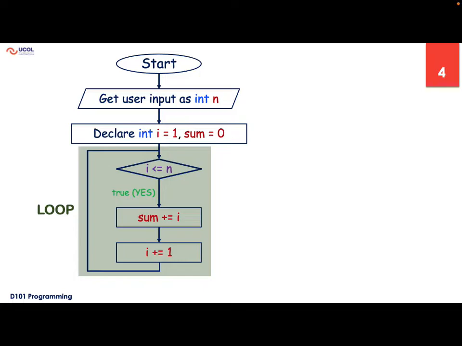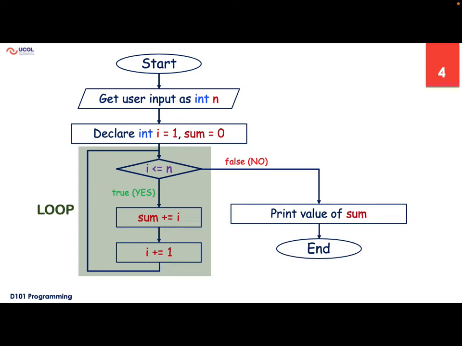And as long as the value of i is less than or equal to n, we are going to continue that circle again and again, doing the same statements, the same steps. Because we are increasing the value of i by 1 every time, eventually, if n is a positive number, the value of i will become greater than n. So, once that condition becomes false, we print the sum and then we end.